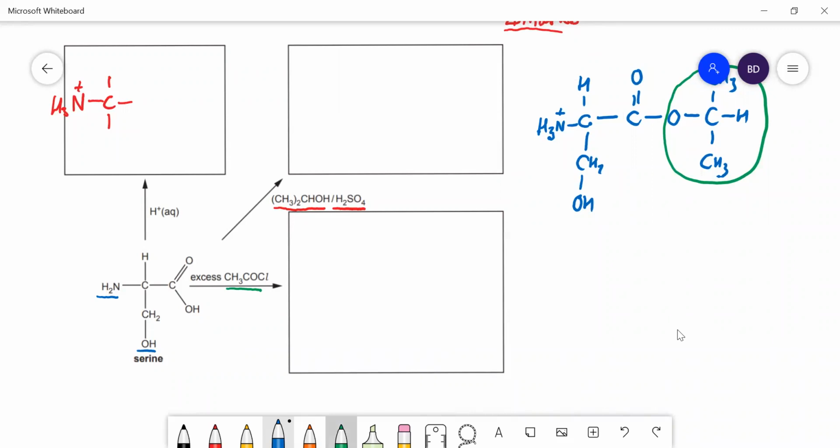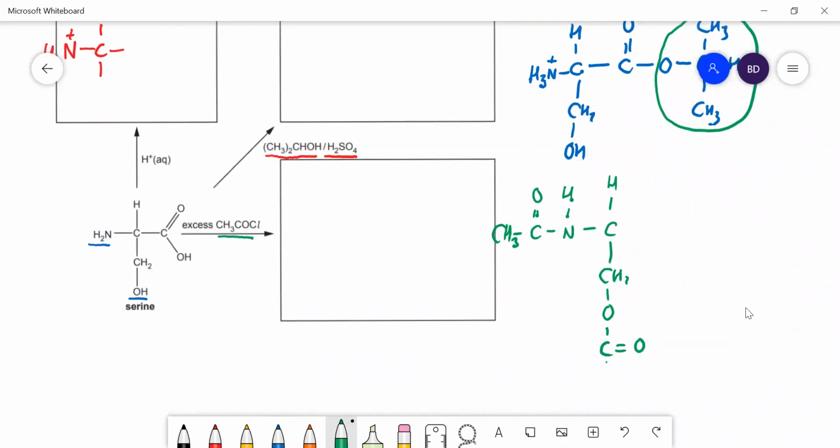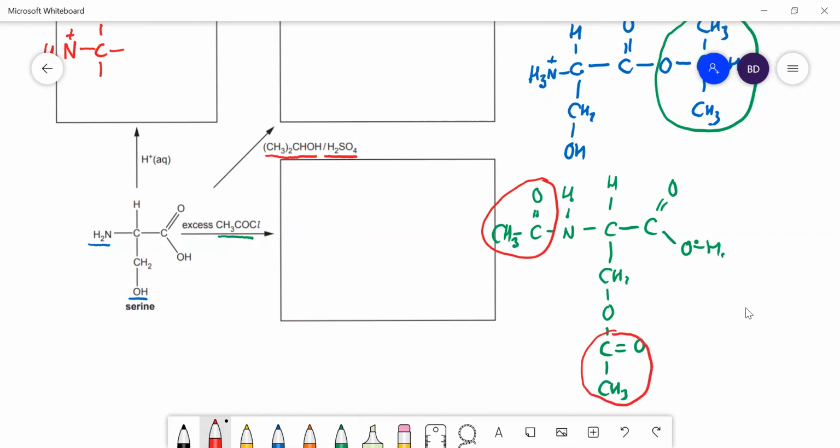So let's draw that. Right here, we've now acylated that with the acyl chloride, so we stuck on the ethanoyl group. Likewise here, we're going to do the same there. And the rest of the molecule, the carboxylic acid bit, stays untouched. So there we can see we've stuck on 2 acyl groups, one there and one there. And of course, you get HCl released for each of those reactions.